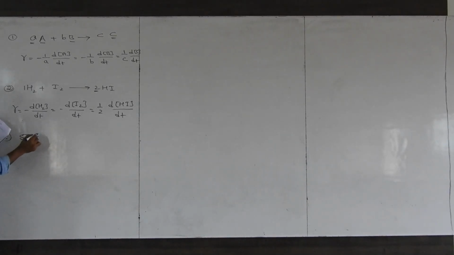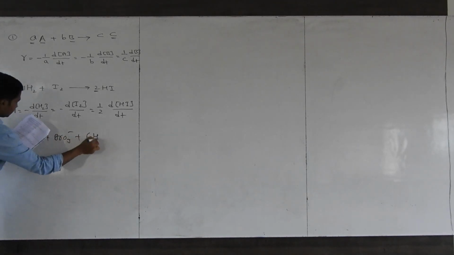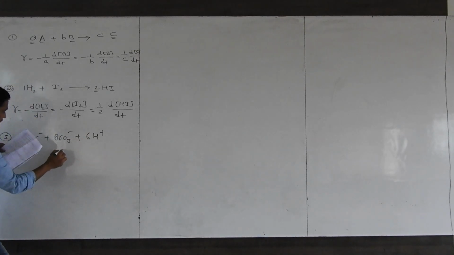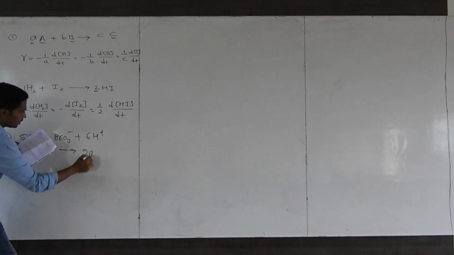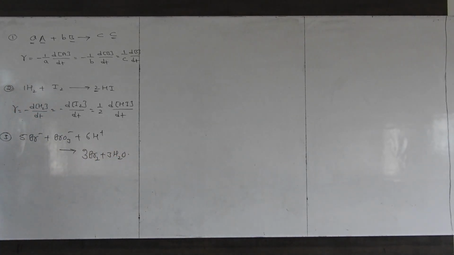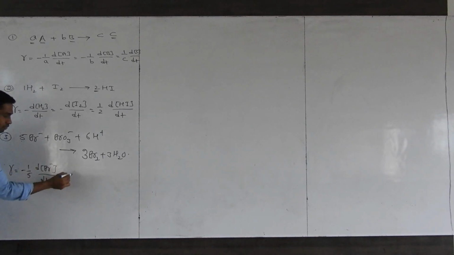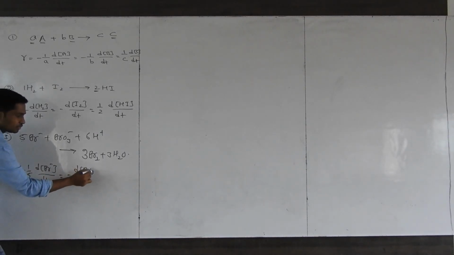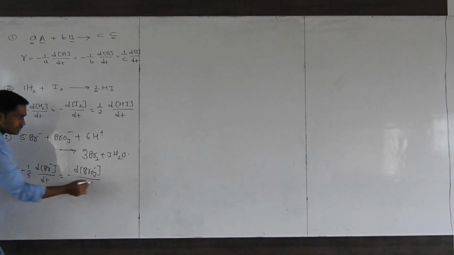See, one more question is asking: 5 Br minus plus BrO3 minus plus 6 H plus gives rise to 3 Br2 plus 3 H2O. How can you express the rate of reaction? Rate of reaction R is equal to, with respect to reactant, it should be written with a minus. Coefficient is 5, take it as 1 by 5, then change in concentration of Br minus by time change is equal to minus the change in concentration of BrO3 minus by time change.